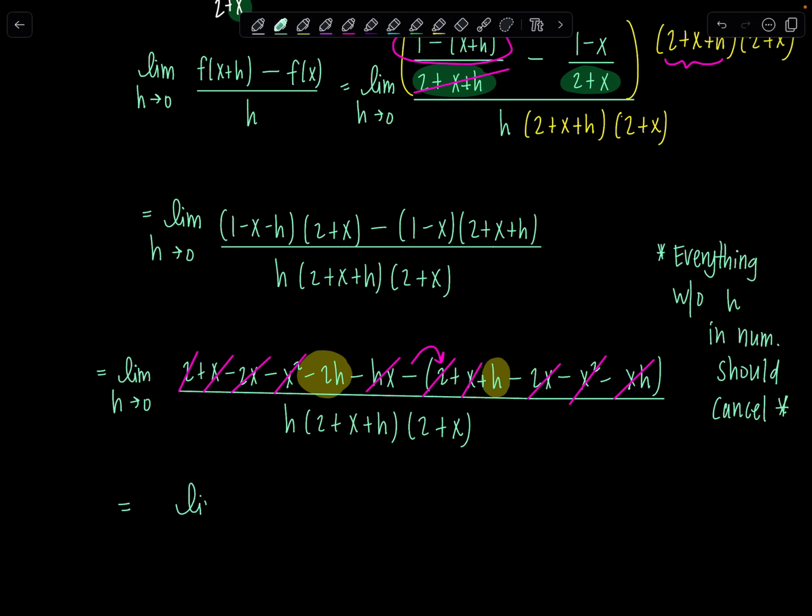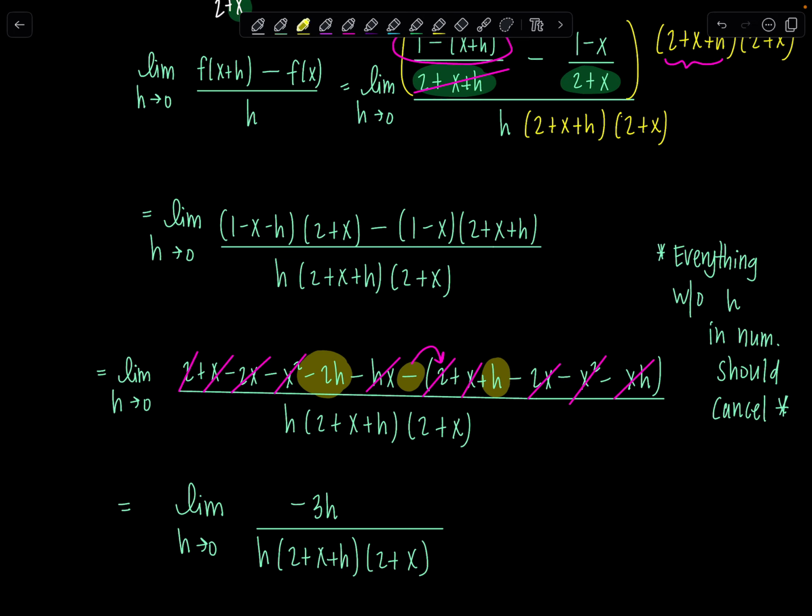So we have here now the limit as h approaches 0 of negative 2h, and then don't forget this is actually a negative h. So altogether we've got negative 3h upstairs, over h times 2 plus x plus h times 2 plus x.